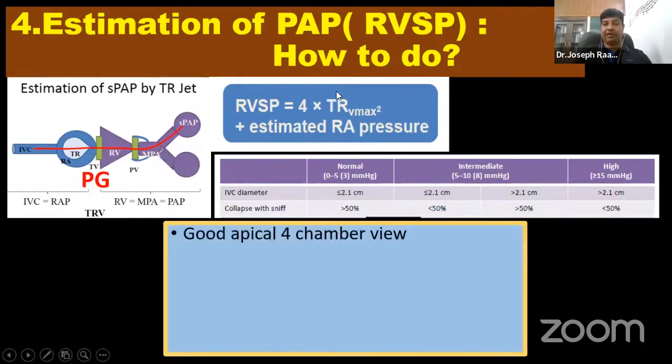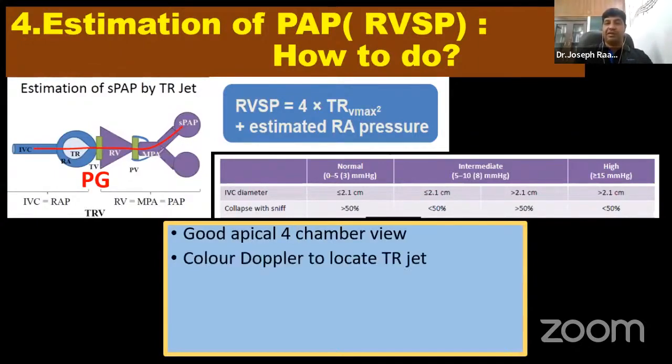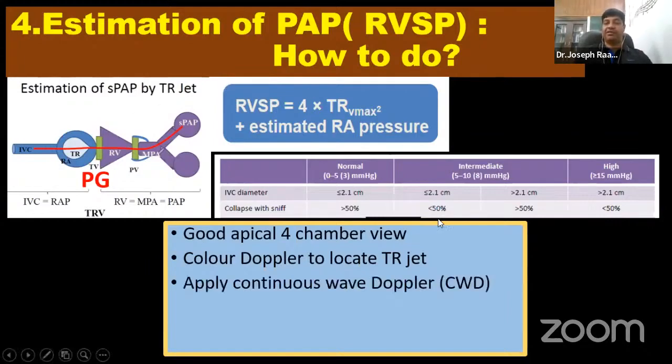Let me show you an example of how to do that. The first thing is you have to get a good apical 4-chamber view. Then use the color Doppler at the tricuspid level and find the jet.